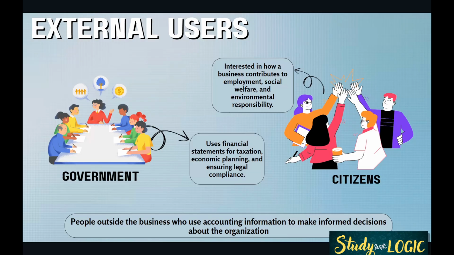Citizens. Citizens may be interested in the financial performance of public sector undertakings or utility service providers, which are funded by taxpayers' money. For example, a citizen looks at the financial report of a government-run electricity board to understand how efficiently it is using public funds and whether the funds are actually being used properly or not. Hence, these are the external and internal users of accounting information.